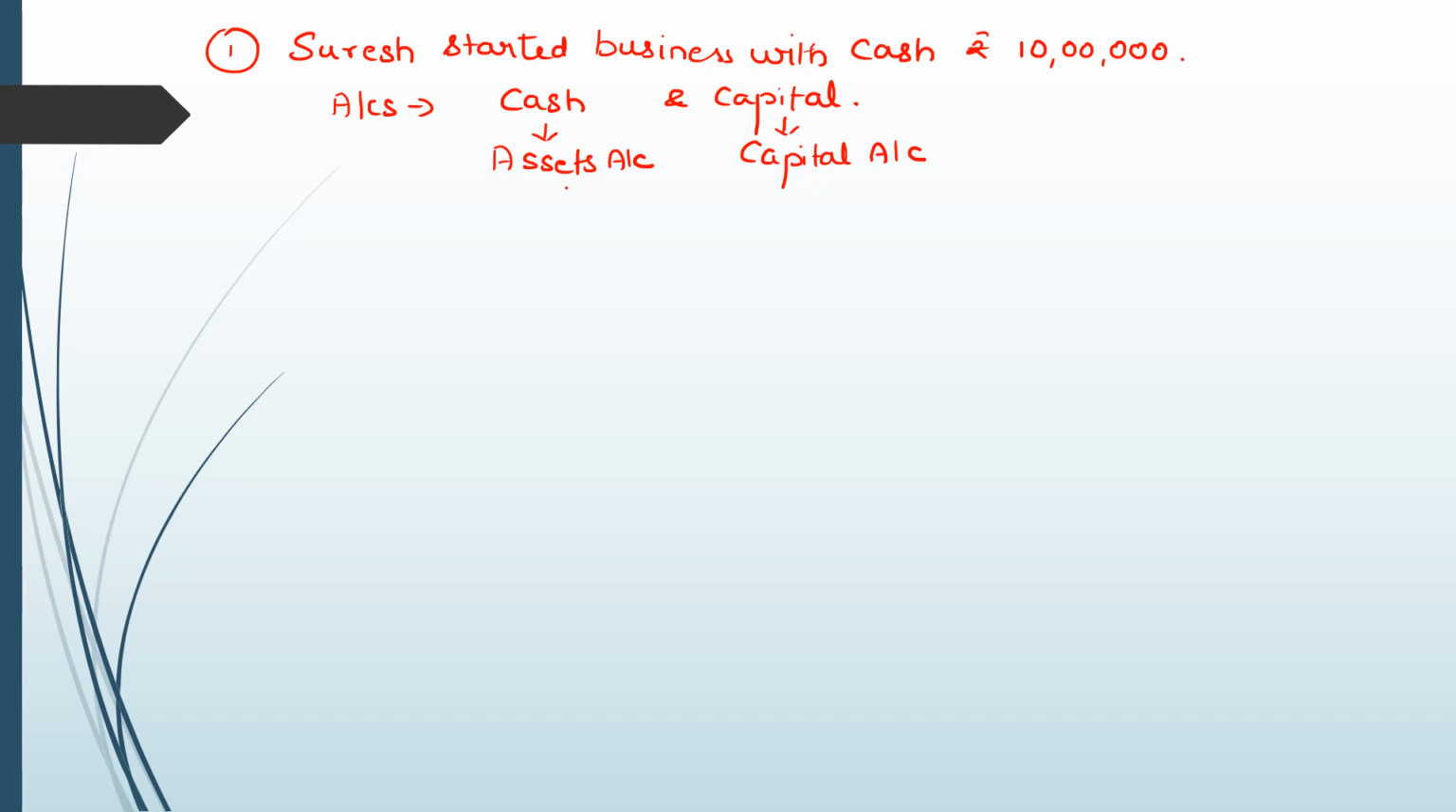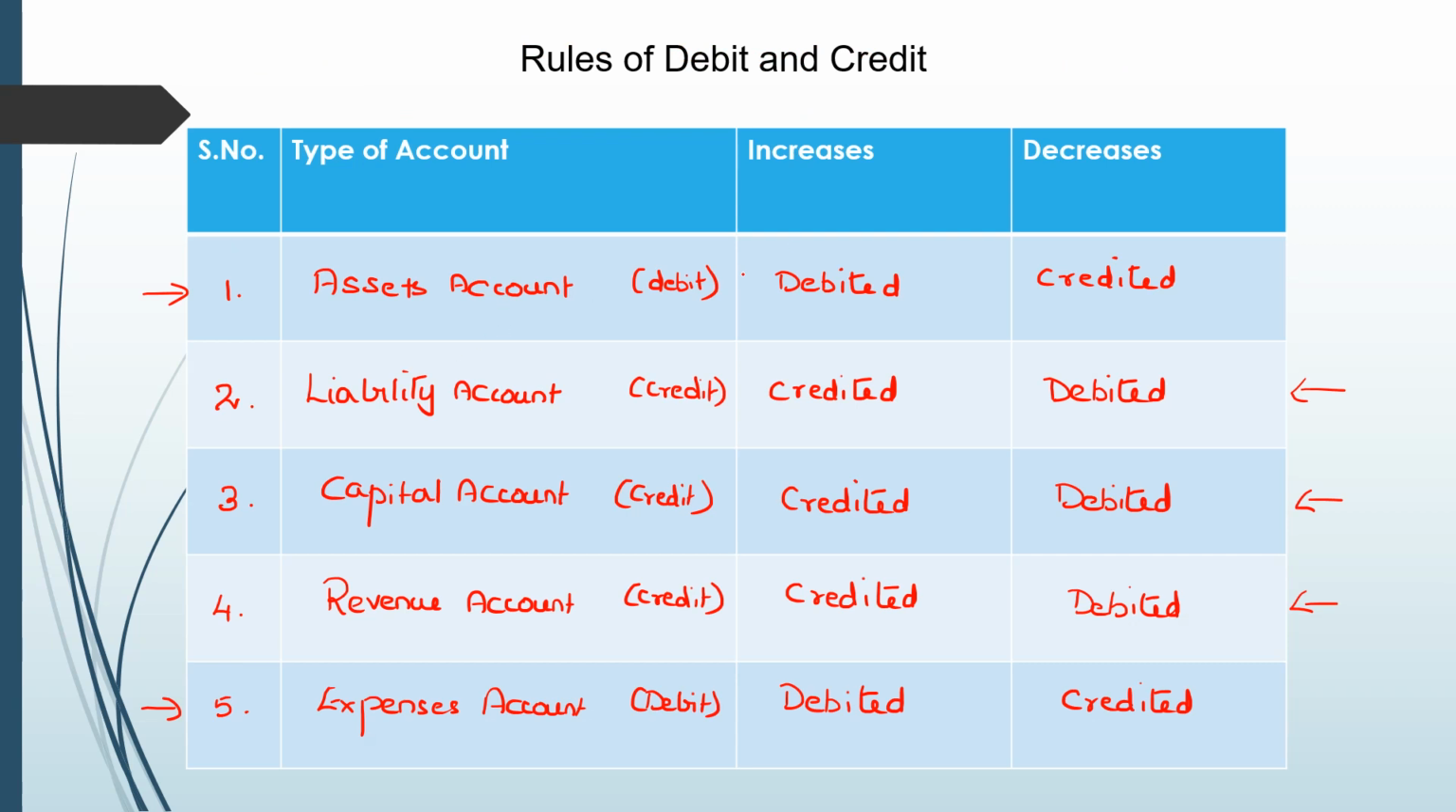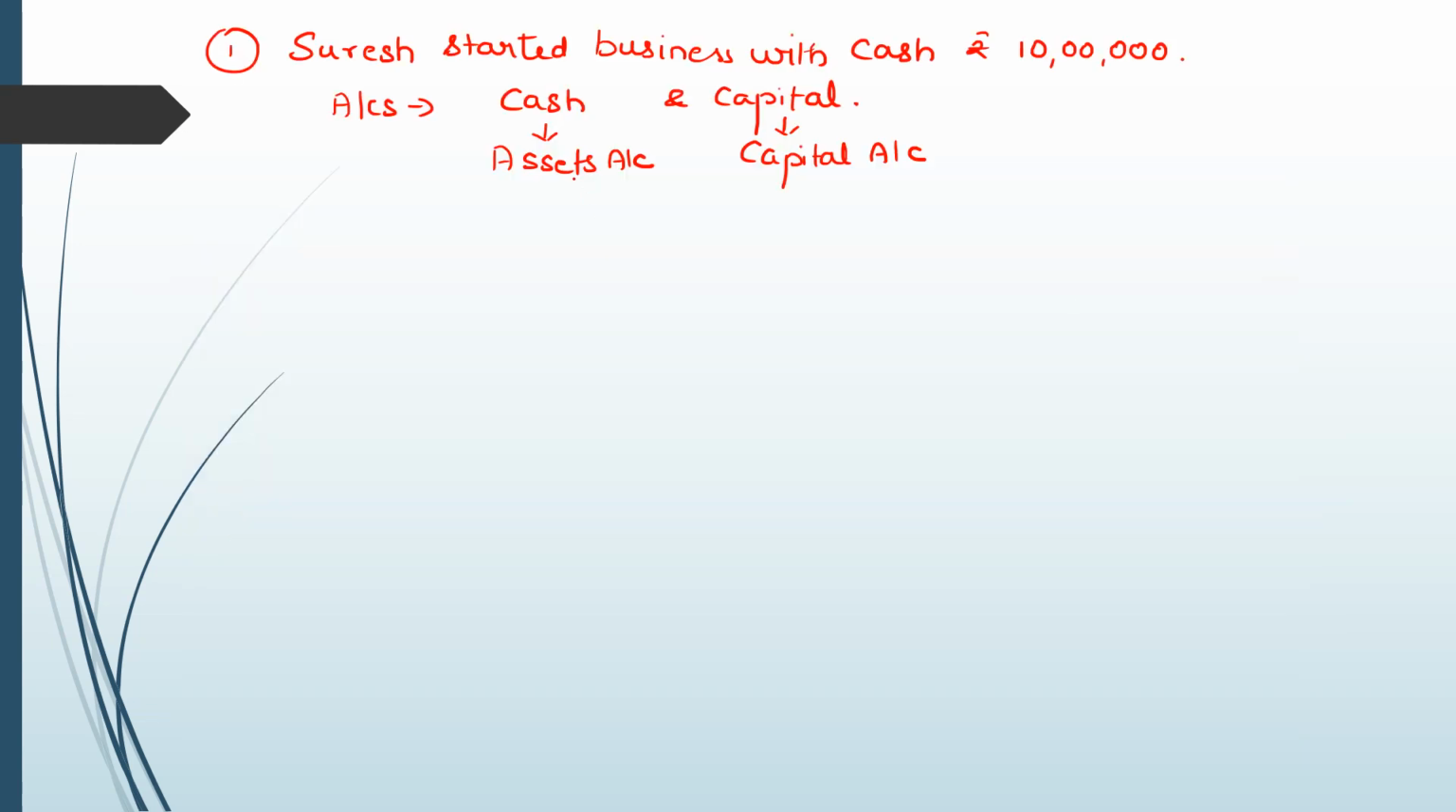For the asset, what is the rule? If you see here, the asset account, when there is an increase, it is debited, and when there is decrease, it is credited. And therefore, cash being an asset, what is happening here? Cash is being brought into the business. Therefore, cash is increasing. So, increases are debited. So, the entry would be cash account debit. Cash account is debited with 10 lakh rupees.